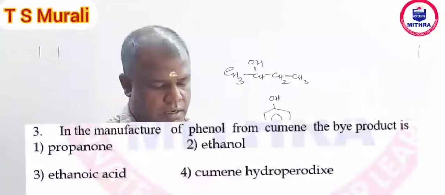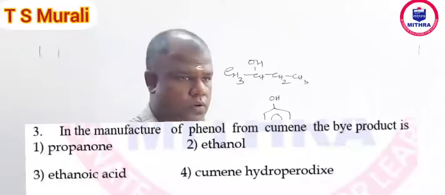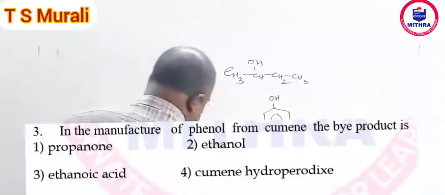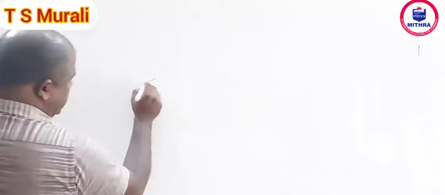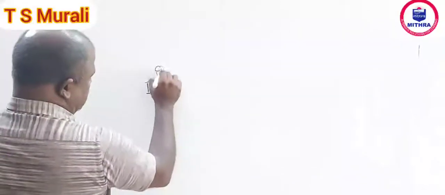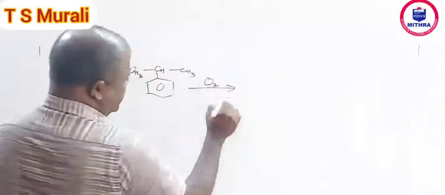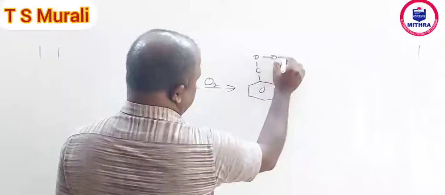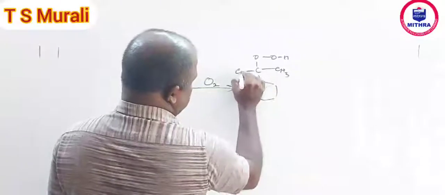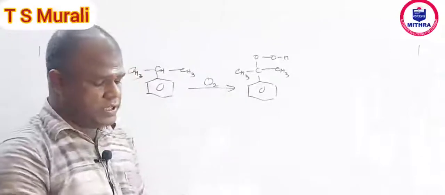Number 3: in the manufacture of phenol from cumene, the byproduct formed. You know cumene, isopropyl benzene. This is the structure. This is commonly called cumene, and when cumene is treated with air, you get cumene hydroperoxide. Two oxygen atoms are inserted into the C-H bond. This is called cumene hydroperoxide.